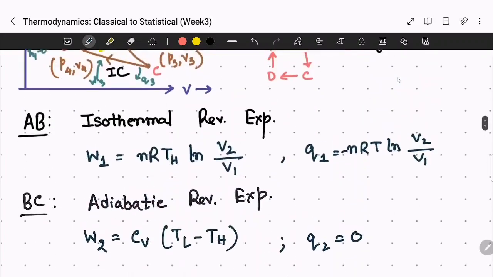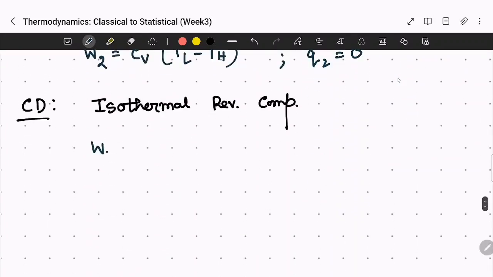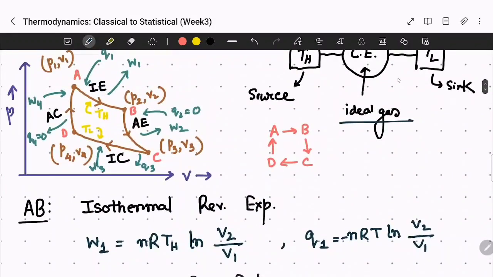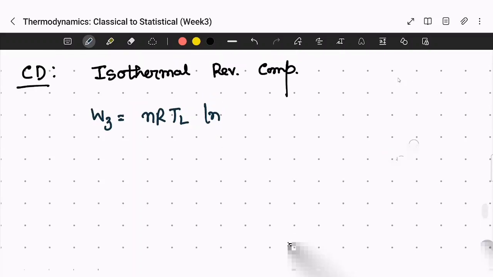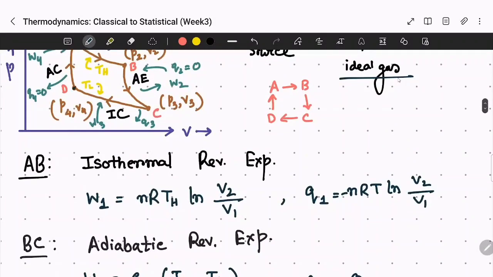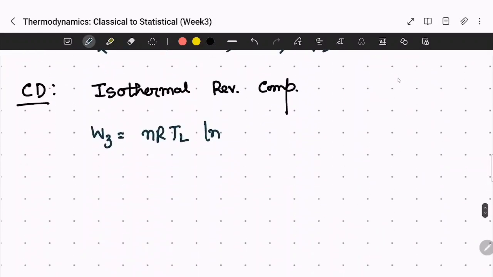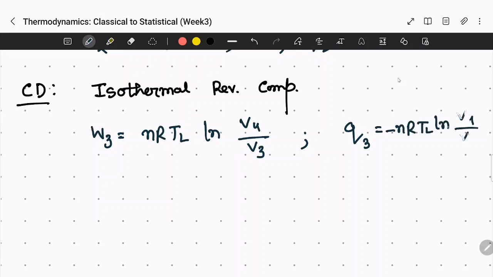For that, similarly, the formula is ready. Just we have to use this formula. What will be W3? NR, what is T here? TL, this process is at TL, ln V2 by V1. What is V2 by V1 means? V final by V initial. Here, what is V final? V final is V4 and V initial is V3. So we just have to input V4 by V3. And what will be Q3? Just minus NR TL ln V4 by V3.